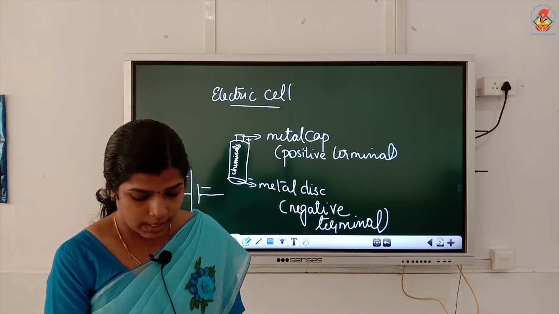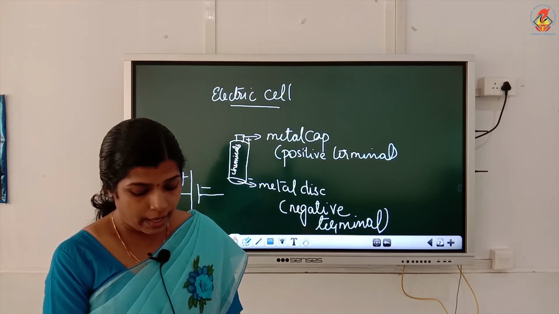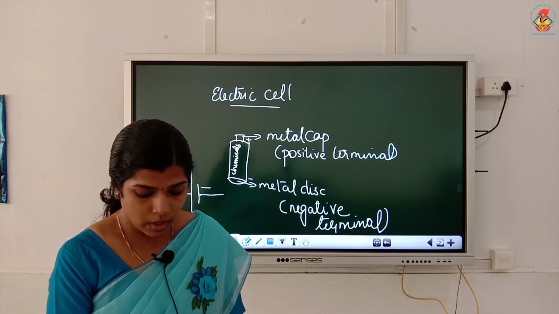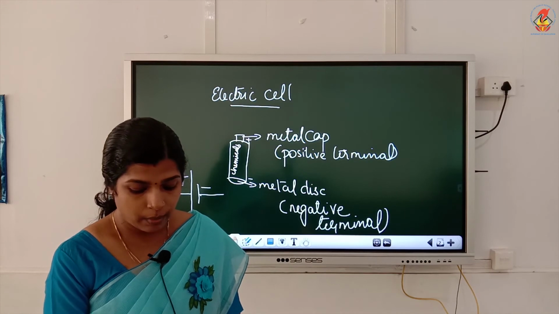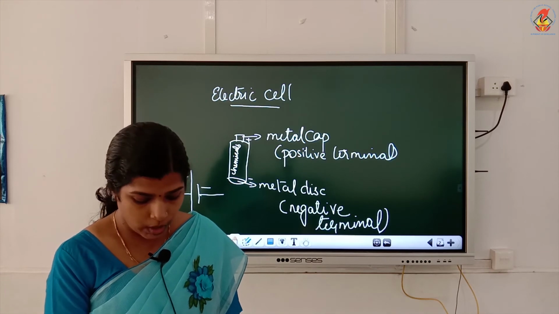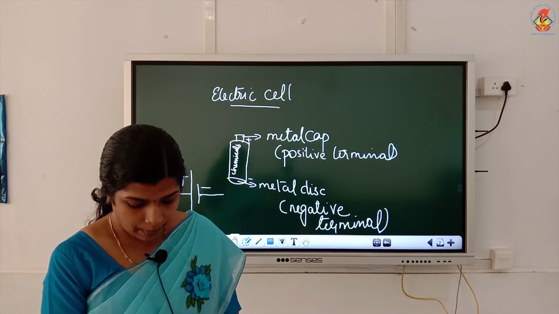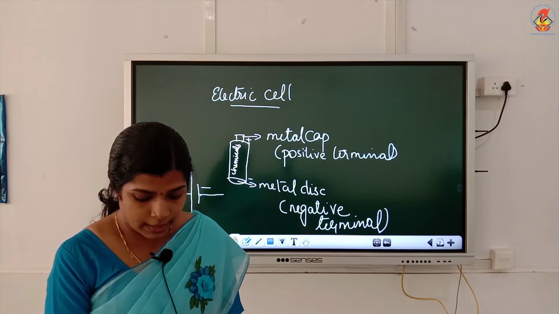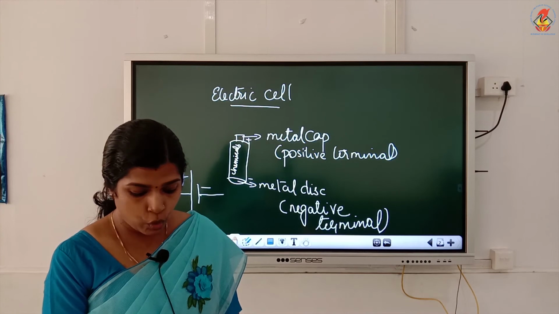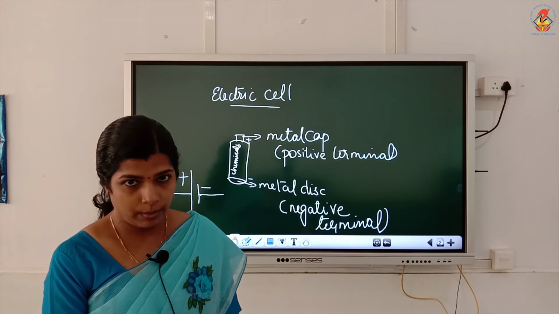You might have noticed that it has a small metal cap on one side and a metal disc on the other side. Did you notice a positive sign and a negative sign marked on the electric cell? Just underline these points. The metal cap is the positive terminal of the electric cell and the metal disc is the negative terminal. All electric cells have two terminals, a positive terminal and a negative terminal.